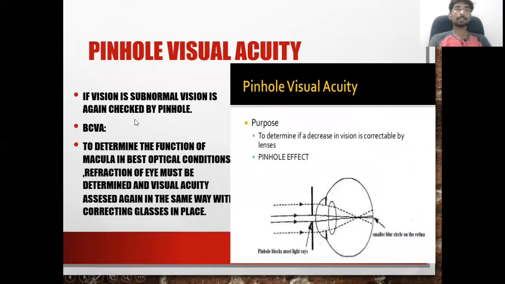Pinhole visual acuity: if vision is subnormal, visual acuity should be checked with a pinhole. The pinhole effect will cause less deviation of rays and help focus on the retina. If the patient's vision improves with the pinhole, that means some optical condition is causing his vision problem.